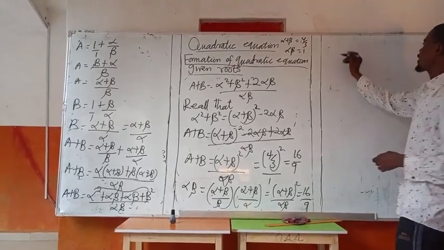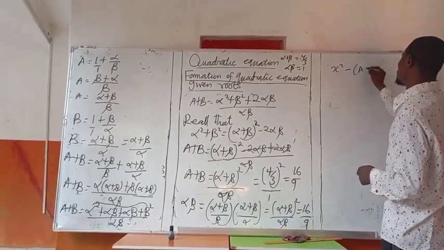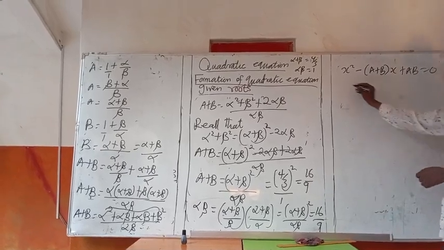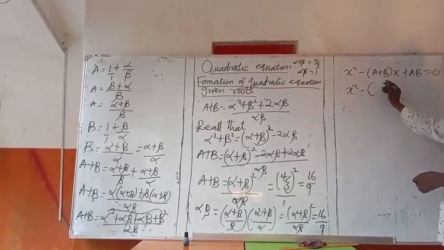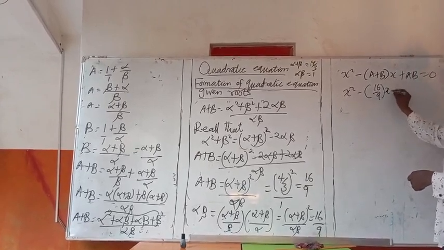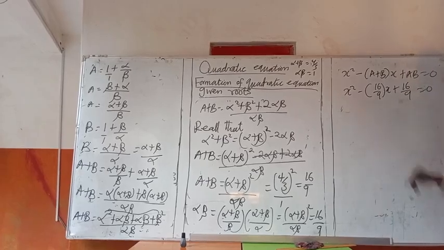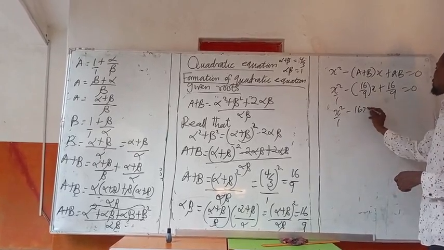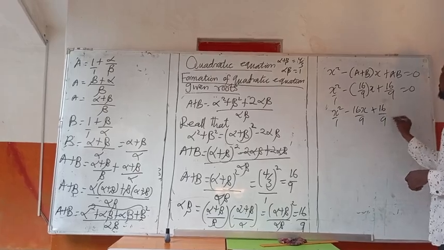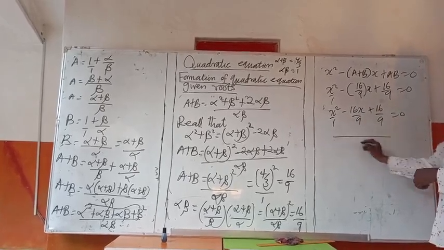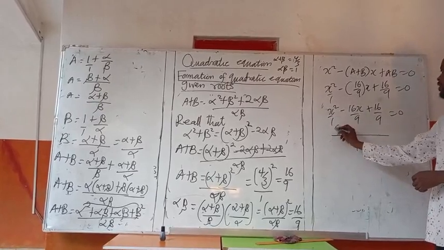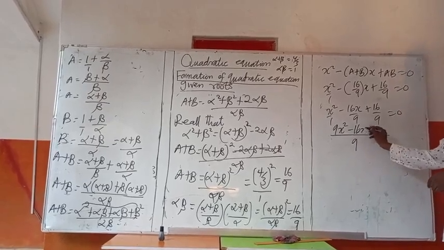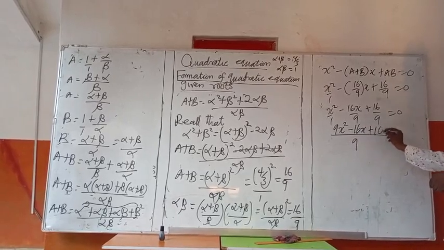So normal equation, we have s squared minus A plus B into s plus AB is equal to 0. We now have s squared minus A plus B, which is 16 over 9, into s plus 16 over 9 is equal to 0. You can make this over 1. We have s squared over 1 minus 16s all over 9 plus 16 over 9 is equal to 0. And the LCM of all this is 9. 9 divided by 1 is 9, 9 times s squared, we have 9s squared. Minus 9 divided by 9 is 1, 1 times 16s, we have 16s. Plus the same thing here, 9 divided by 9 is 1, 1 times 16, 16 is equal to 0.